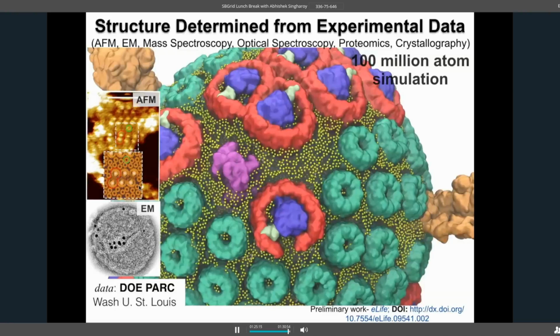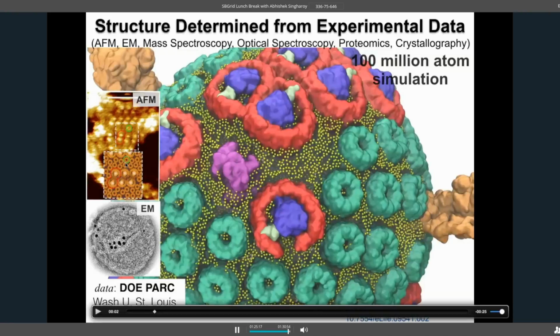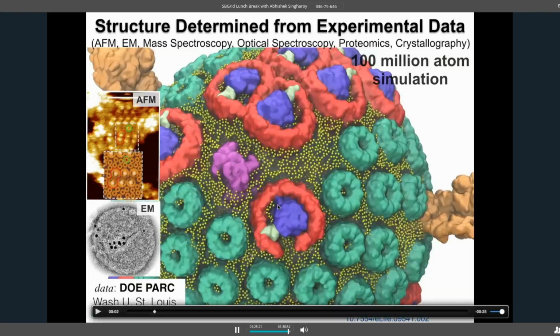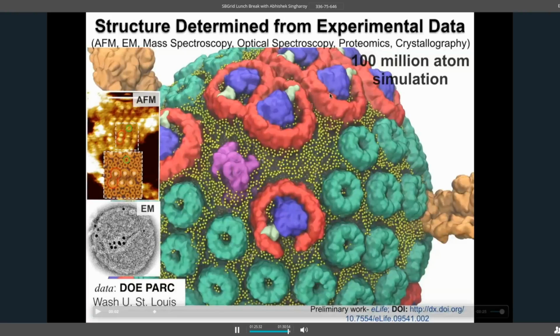So we had AFM data, which gave us a fair amount of idea as to how the proteins are arranged next to each other and what the distance is between these 2 proteins. That information was plugged into this model. Then we had mass spectrometry information as to what the ratio of protein to lipids is and how many proteins we actually have to put into this model.